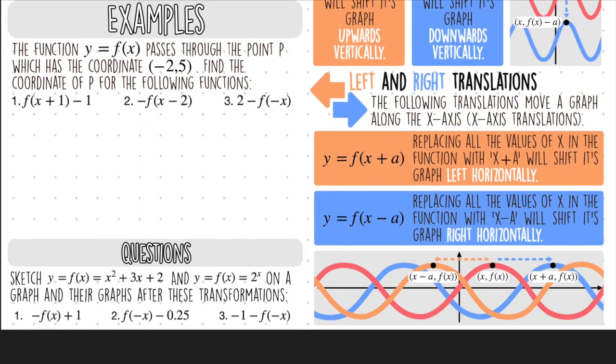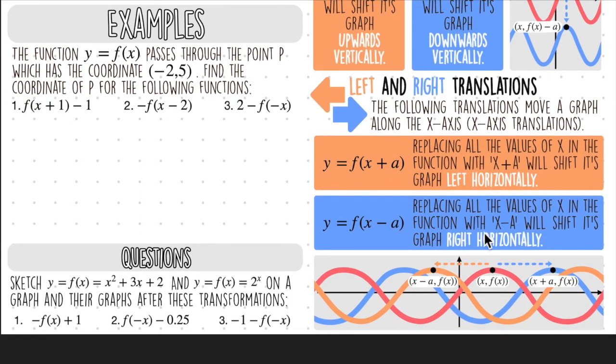Okay, like I said earlier, it's really good to be able to think about how transformations change an entire graph as well as just a single point. So here I've put together an example of how you can calculate what transformations do to a single point, i.e. we don't actually need to know the function or plot it or draw anything really. So let's have a look at this. The function y is equal to f of x, i.e. we don't know it, passes through the point P, which has the coordinate -2, 5. Find the coordinate of P for the following functions. So let's look at the first one.